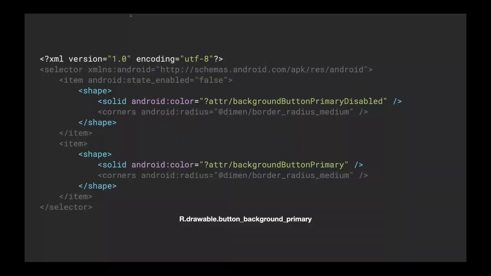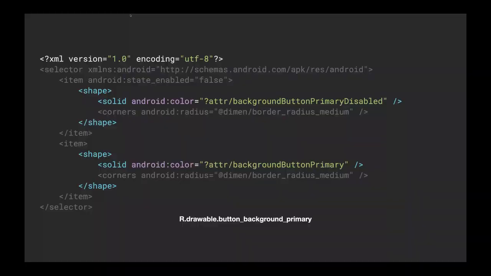Now if we look back at our drawable for the background of the button, we have two shapes based on the state enabled. Here we are using an attribute reference. As I said earlier, we want to make the buttons completely ignore whether it's day or night. So the way you do this is to always use the attribute reference of the theme, delegating all the values to the theme definition.